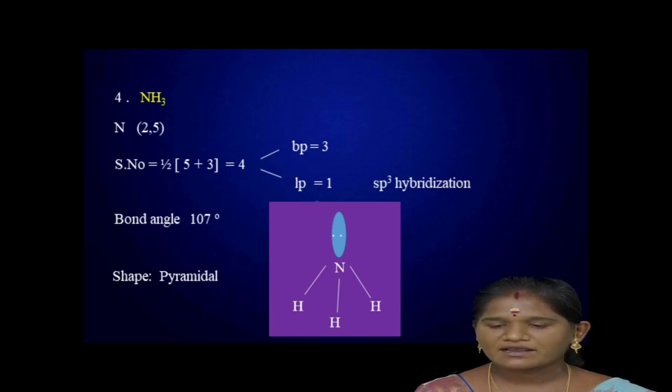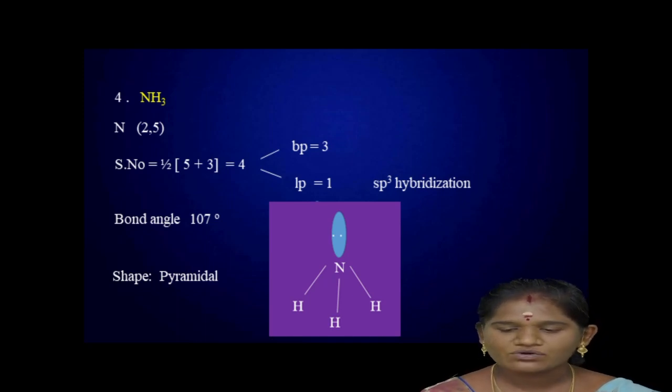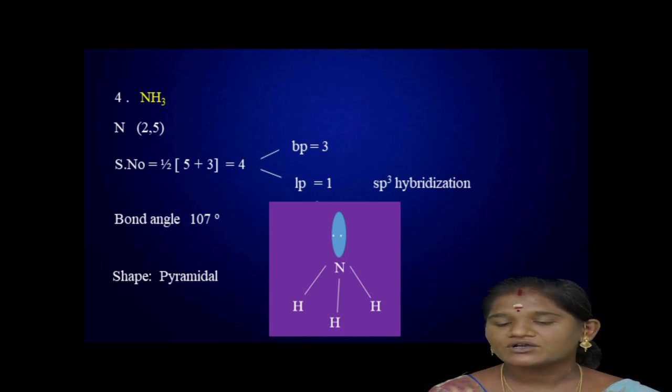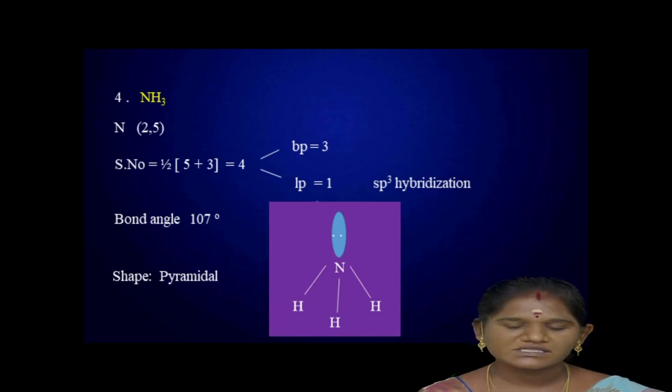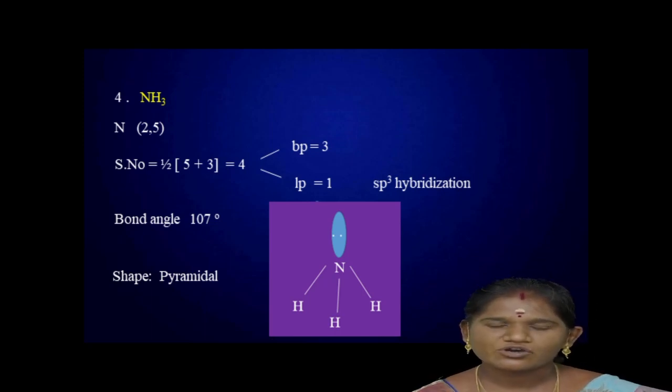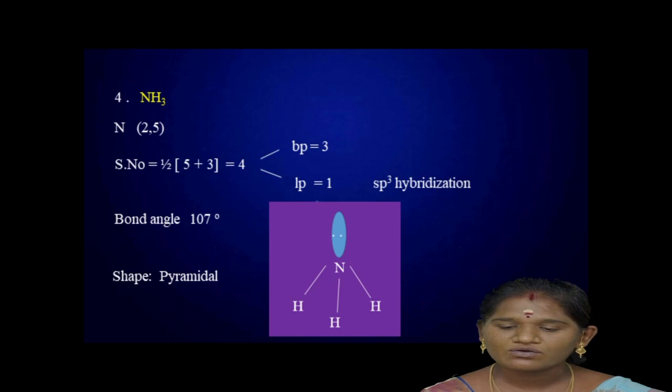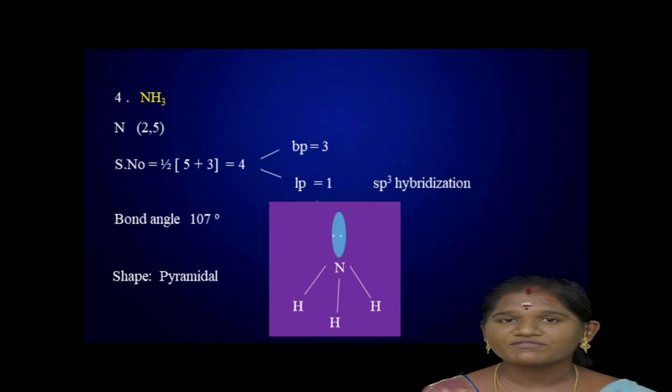This lone pair of electrons repels the bonding pairs. Due to this repulsion, the hydrogen atoms come close to each other. So this will cause the geometry to change. That is, the tetrahedral geometry is changed into pyramidal geometry. If we look at the molecule from the nitrogen atom, it looks like pyramidal geometry. So we are getting pyramidal geometry due to this lone pair of electrons. This lone pair repels the bonding pairs, and due to this repulsion, we get pyramidal geometry.